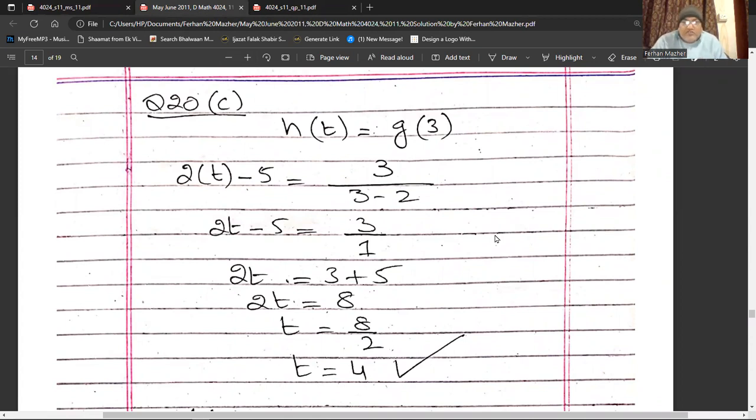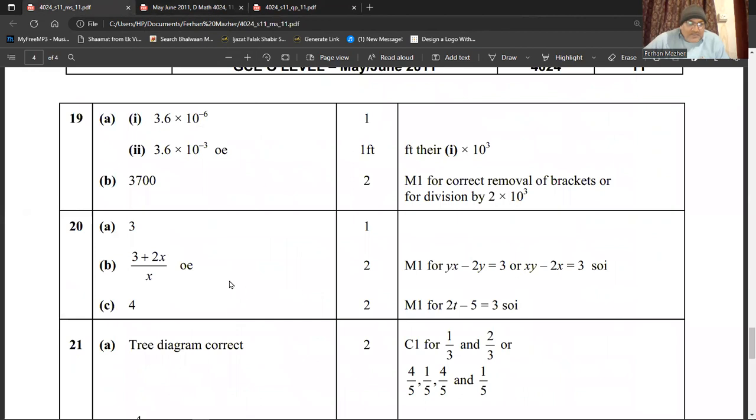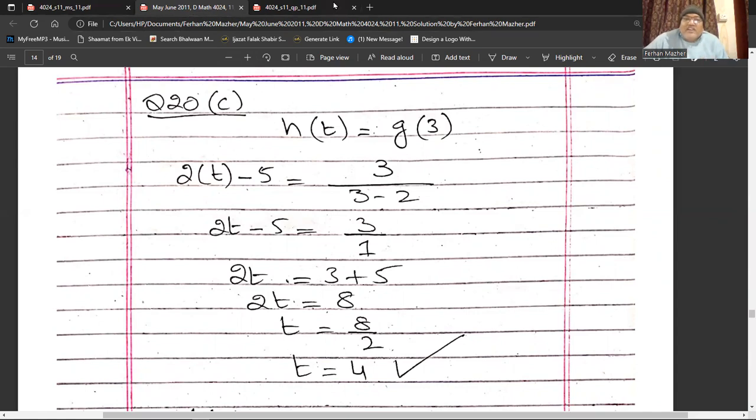So 2t minus 5 is equal to 3 by 1. So 2t is equal to 3 plus 5, and 2t is equal to 8. And t will be equal to 8 by 2, and t will be equal to 4. So let's check. Answer is right. This is how this is done.